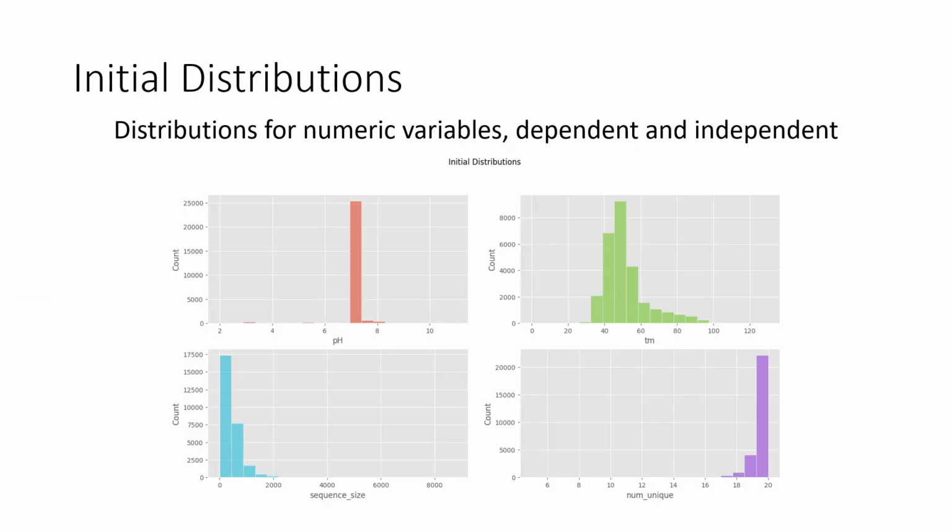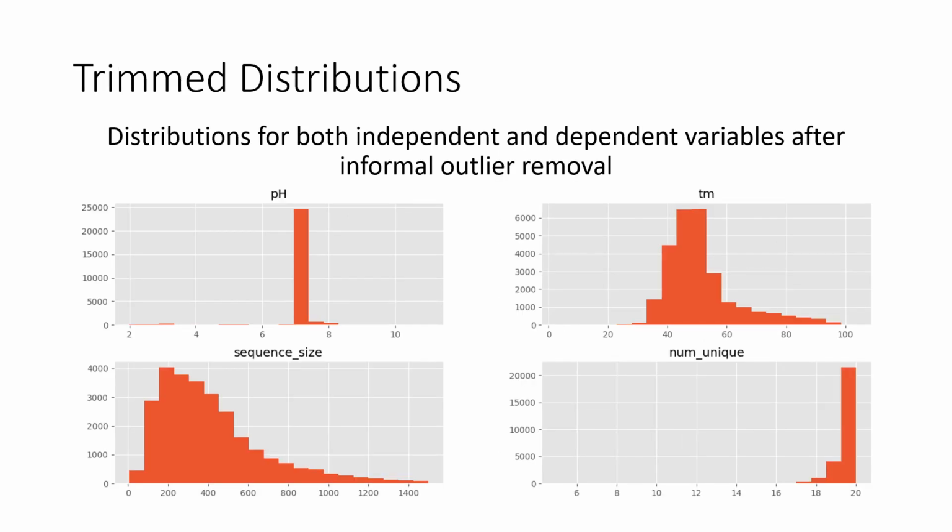And so the initial distributions are a little skewed. The pH is almost exclusively around 7, which is the sort of even level. The sequence size and the number of unique amino acids in the chains are also skewed in different directions. So the first step here was to remove some of the outliers.